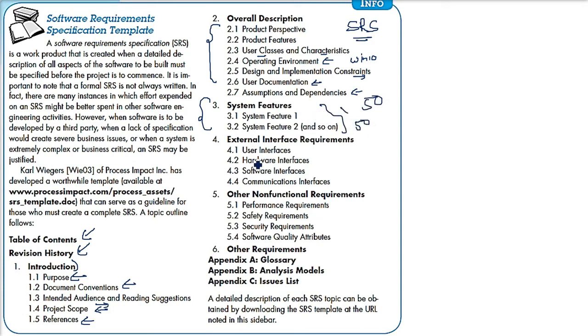Then the external interface requirements: the user interfaces, hardware interfaces, software interfaces, and communication interfaces, whichever is applicable. You can write it here like this. And the NFRs, the non-functional requirements, those which are not in the functionality but you need them. Performance requirements, safety requirements, security requirements, software quality attributes like usability and maintainability. Then there are other requirements you can add here, and there can be an appendix if you want to add a glossary, analysis models if you have made some, and the issues list.